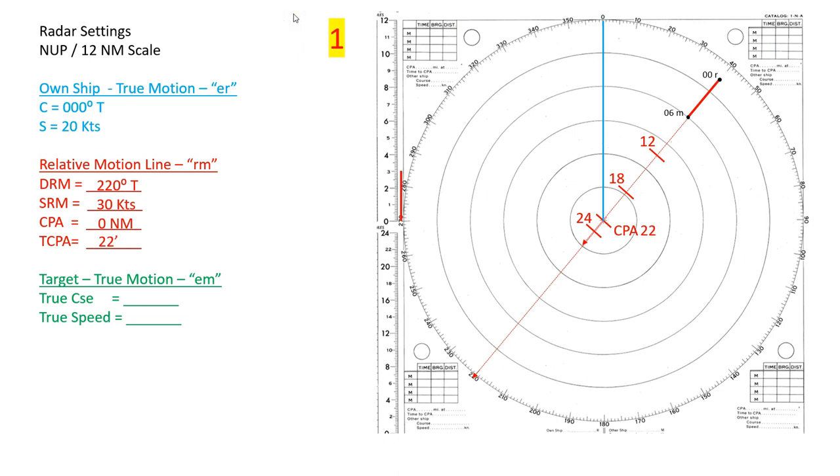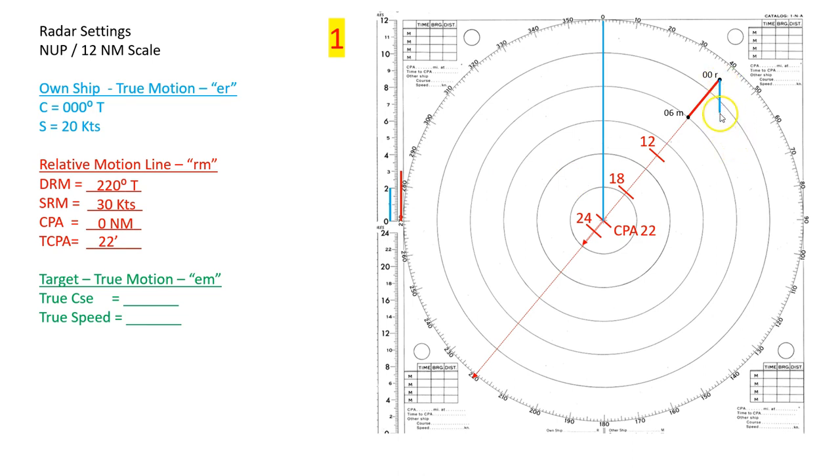Okay, so now what I want to do is get the true course and speed of the target. In order to do that, I'm going to plot my true course and speed. So I'm going 0, 0, 0 at 20. If this is a 6-minute time frame here, I'm going to take 20, move the decimal over 1, and I would go 2 miles in 6 minutes. So I'm going to measure 2 miles over here, and then I'm going to take that line and draw it towards R. And that's what I just did.